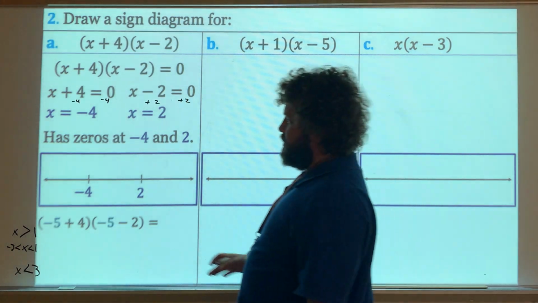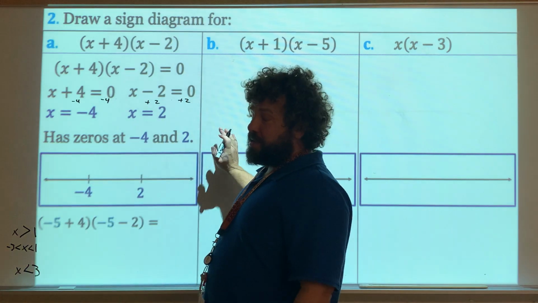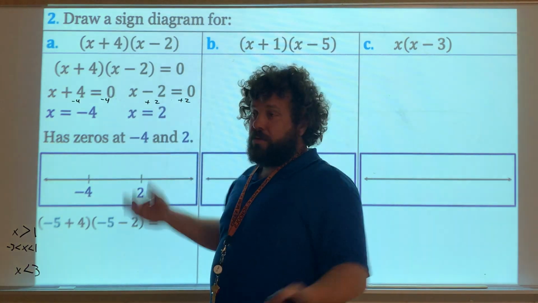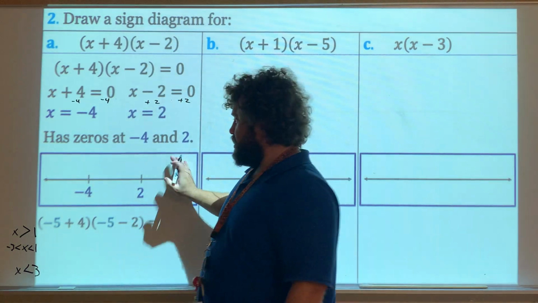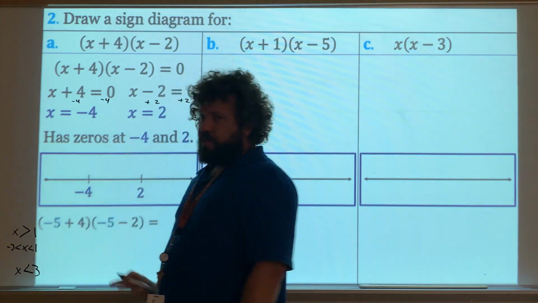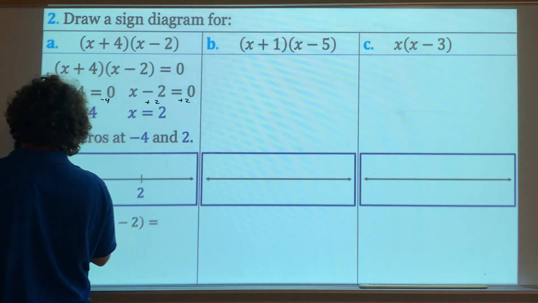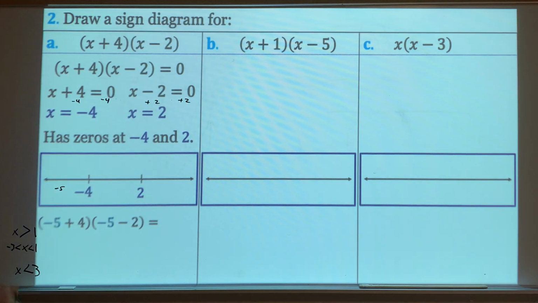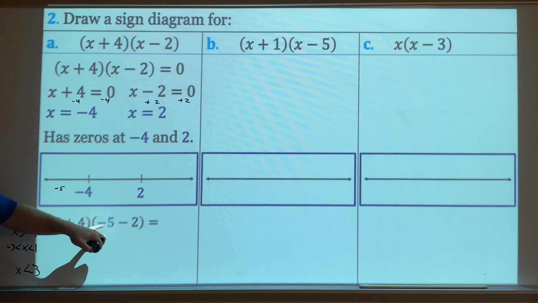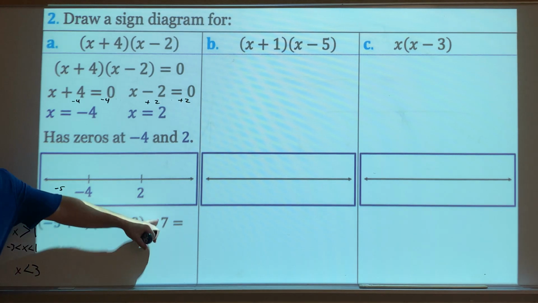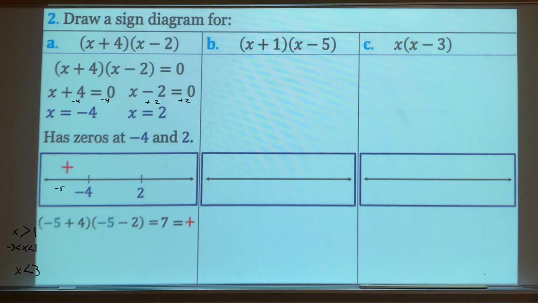I always like to start with the smallest numbers. The book starts with the highest numbers. Whatever you do is fine with me, as long as you just do them in order. Don't go high, low, middle. Just go in ascending or descending. So I'm starting with -5 because it's right to the left of there. Plug it into my original equation. -1 times -7 is a +7, which is positive.